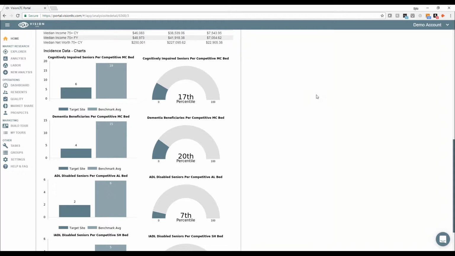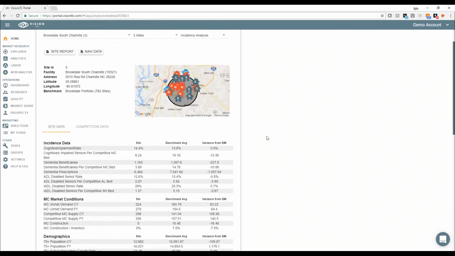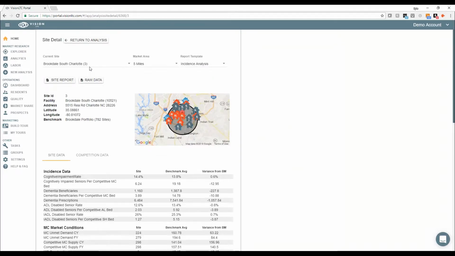And when I look at that same information graphically, the difference between my community's market and the average market is even more apparent. My South Charlotte site scores in the bottom 17th percentile of the entire Brookdale portfolio on this ratio of cognitively impaired seniors versus memory care beds, and in the bottom 20% of the dementia beneficiaries versus memory care beds. So if I'm looking at this community and thinking about adding memory care beds, this is probably not the facility to do it at.